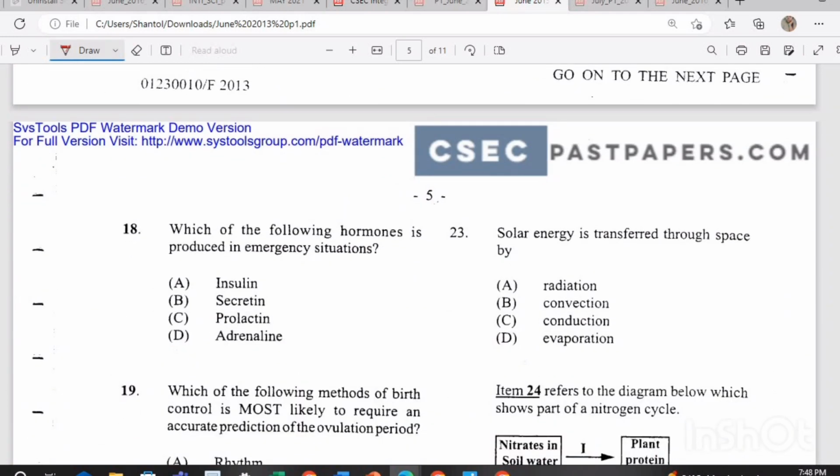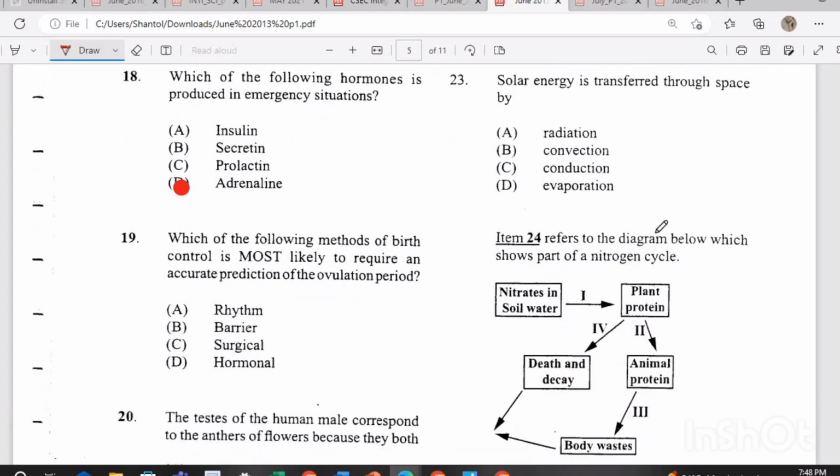Question 18. Which of the following hormones is produced in emergency situations? Is it insulin, secretin, prolactin, or adrenaline? If you thought adrenaline, you're correct. Question 19. Which of the following methods of birth control is most likely to require an accurate prediction of the ovulation period? Is it the rhythm method, the barrier method, the surgical method, or the hormonal method? If you thought about rhythm, you are correct.